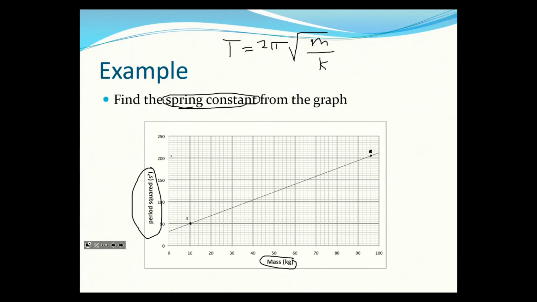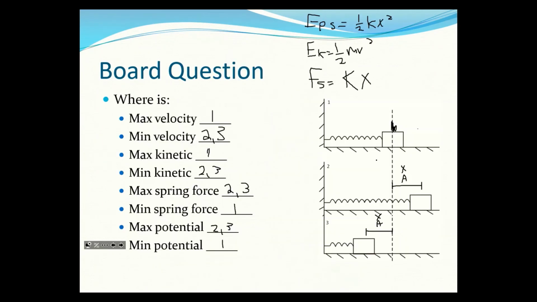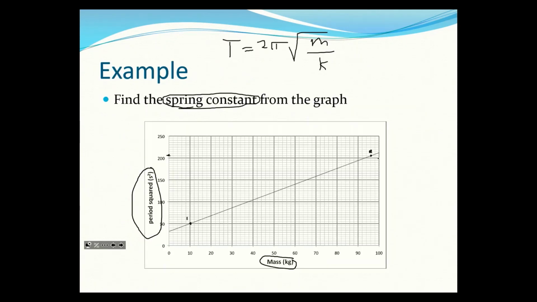I think they represent 5. So 2, 5, 10, 15, 20, 25, 30, 35, 40, 45, 50. Yeah, it looks like it represents 5. So my top point's going to be 205 for y, and the units are seconds squared. And then my bottom one's going to be 50 seconds squared.